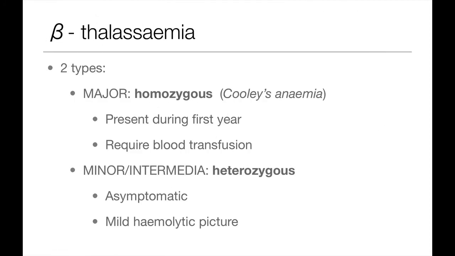There are two types: beta thalassaemia major, which is consistent with the homozygous state, and beta thalassaemia minor or intermediate, which is consistent with the heterozygous state. Beta thalassaemia major tends to present quite early in life and requires blood transfusion, while beta thalassaemia minor is generally asymptomatic. There might be a mild hemolytic picture, but that group of patients tends to do quite well.